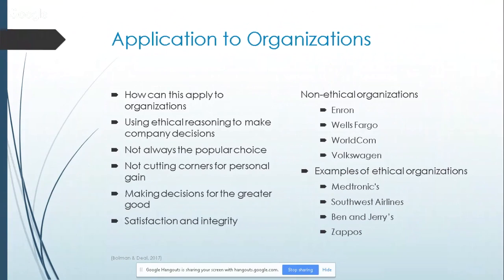So non-ethical organizations, examples of those are Enron. They hid losses and made false reports to make their business look more successful than what it really was. Wells Fargo, they opened false accounts. They opened accounts that the customers never wanted. WorldCom, they were improperly accounting for 3.8 billion or more in losses. They hid them, so it looked like they were more successful, similar to Enron.